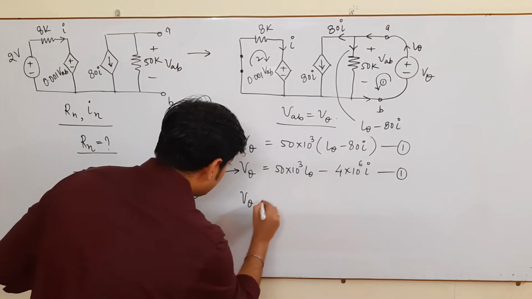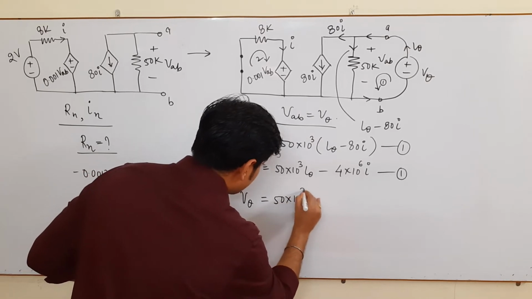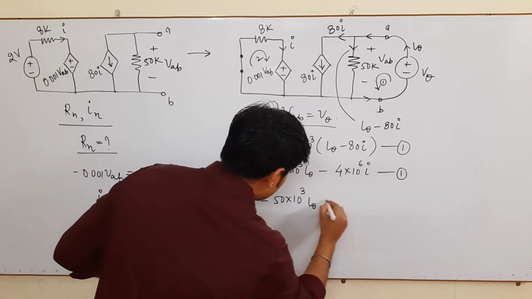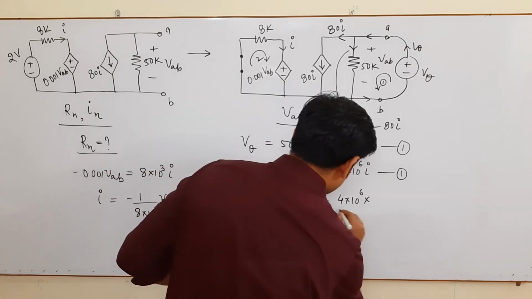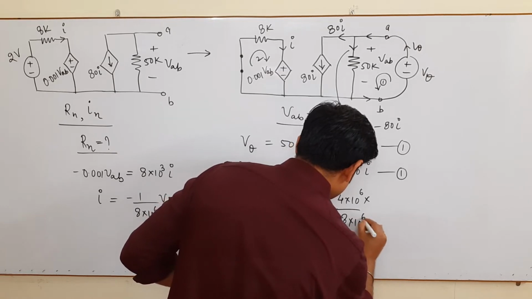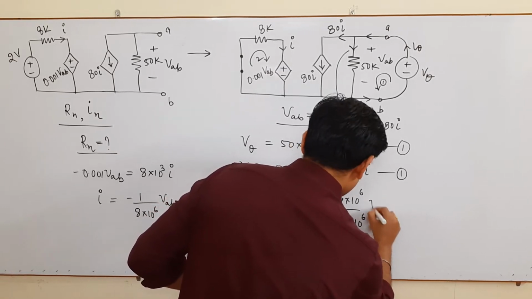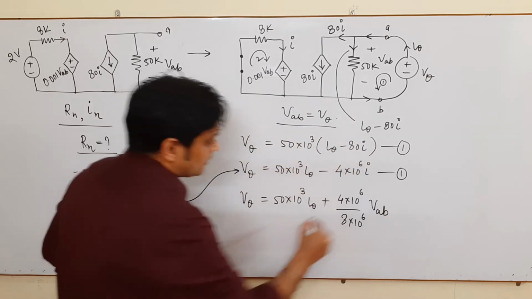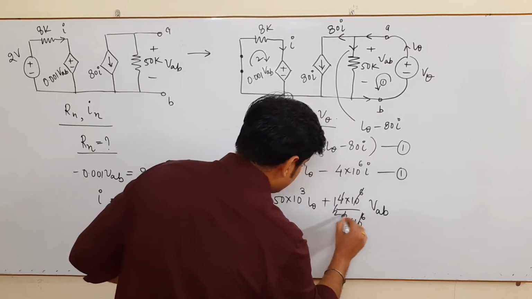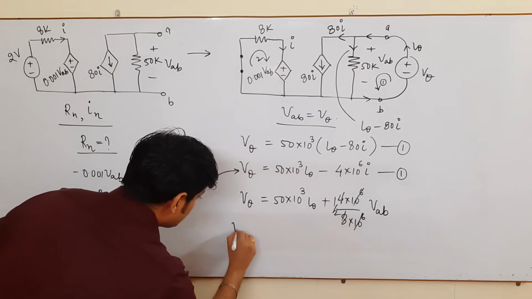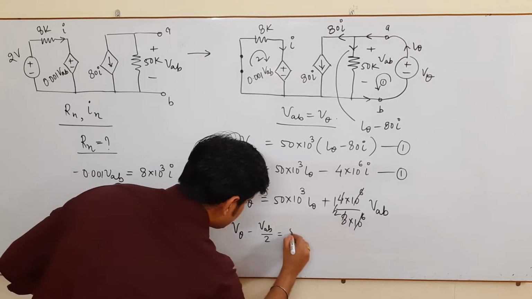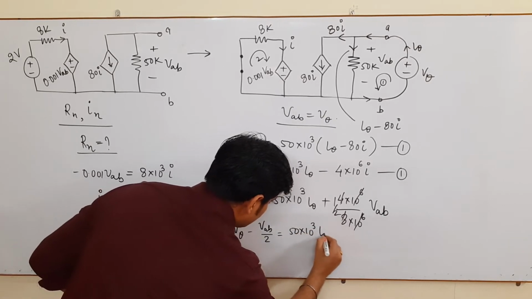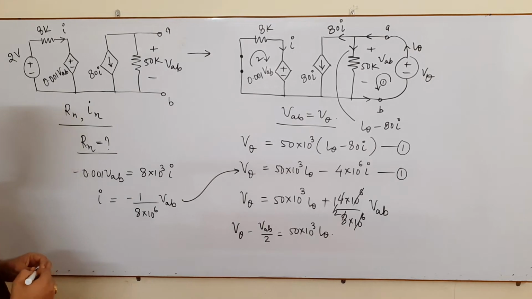Now what I will do, I will put this value here. So here V theta comes to be 50 into 10 to power 3 of I theta minus 4 into 10 to power 6 into the value of VAB, that is minus comes to be plus upon 8 into 10 to power 6, and this is your VAB. Okay, so from here it will be cancelled out, it comes to be 1 by 2. So from here you can say V theta minus VAB upon 2 is 50 into 10 to power 3 of I theta.